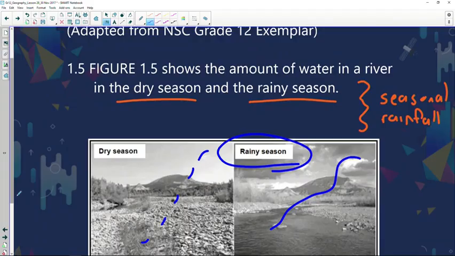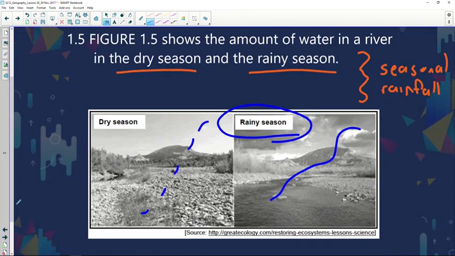Welcome back after the break, and we look at figure 1.5, and what we basically see is a river that's dry, no water during the dry season, and we got running water in rainy season. And let's quickly have a look at the question that follows. So we basically clarify that this is a non-perennial river, but let's quickly go and have a look at the questions that follow.